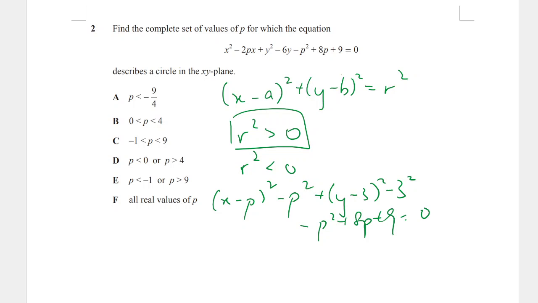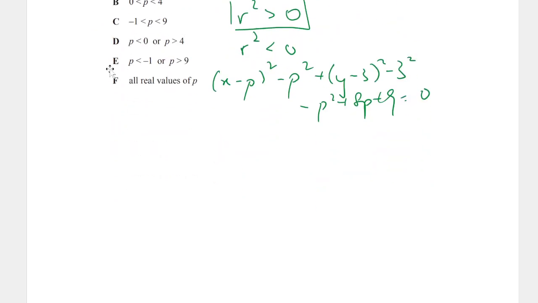Let me scroll down a bit just for the sake of space. I hope I could scroll down. There we go. Okay, so if I rearrange this a bit, then x minus p squared plus y minus 3 squared equals what? So I'm going to chuck everything else to the right-hand side, because everything else on the right-hand side would be r squared. So now I have 2p squared. Okay, the 3 squared and the 9 cancel. So 2p squared minus 8p.